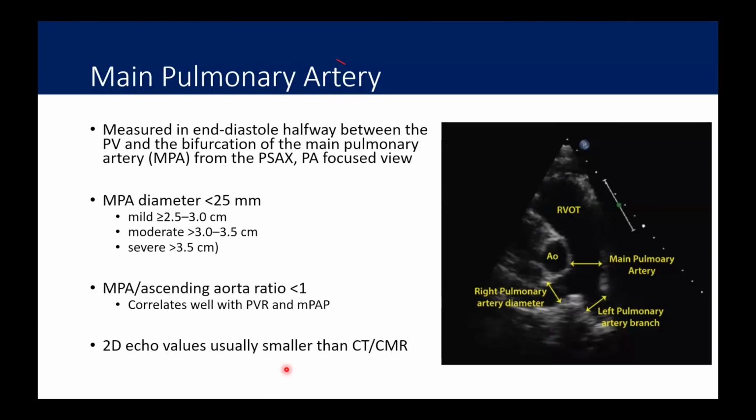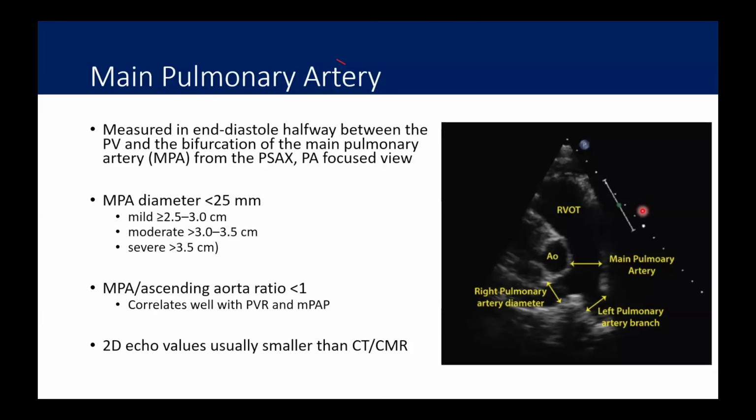Finally, the guidelines include assessment of the main pulmonary artery. So the main pulmonary artery dilates in response to both volume and pressure, just like the right heart chamber. And the 2025 guideline defines an MPA end diastolic diameter greater than 25 millimeters as abnormal. And that's measured from the parasternal short view, just distal here to the pulmonic valve, which would be kind of up here.